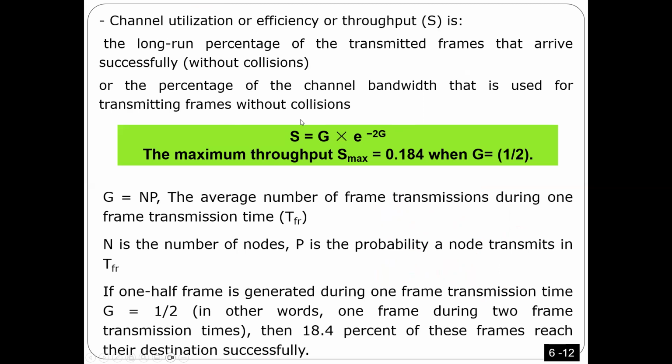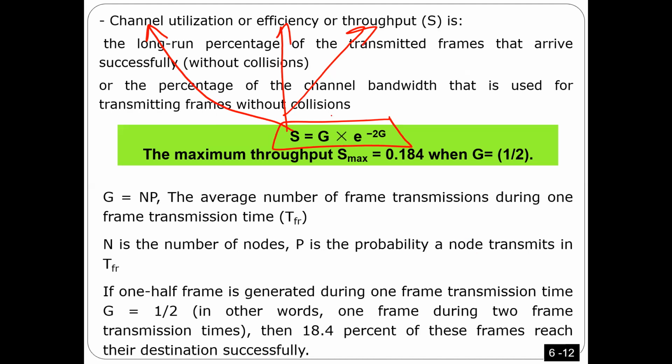So this is the formula we have here, for pure Aloha. We have S equals G times e to the power negative 2G. S is the channel utilization. I can call it efficiency, I can call it throughput. It's the same thing. It's going to reflect how much collision you have. If you have zero collision, this should be 100%, or 1.